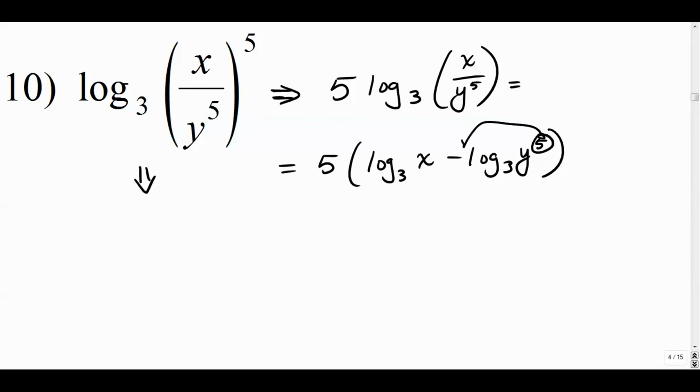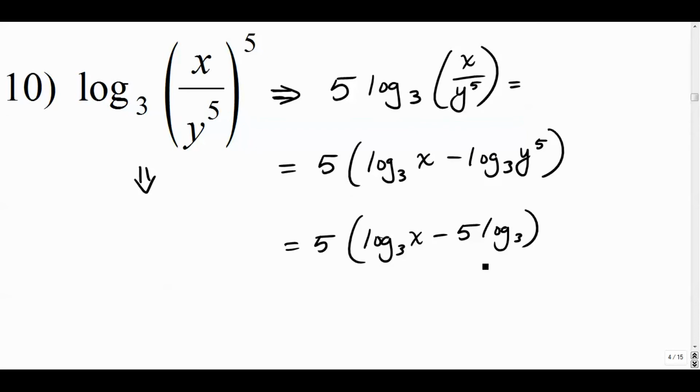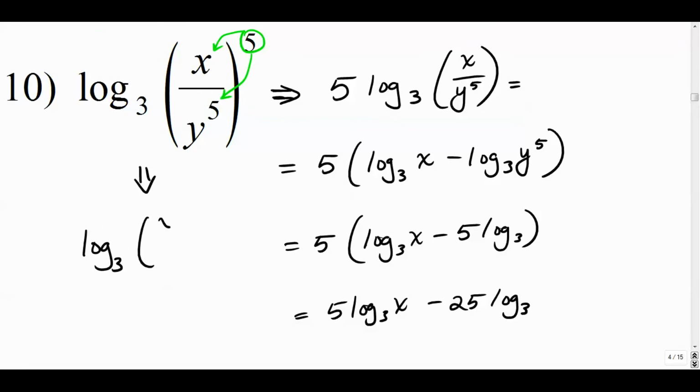That 5 can come down in front of this, so 5 times the quantity of this minus 5 log base 3. And you would probably want to bring that 5 into both of them, so 5 log base 3 of x minus 25 log base 3, and that would be good. The other option would be to take the 5 and distribute it into both terms first. So let's see if this is any quicker. x to the 5th over y to the 25th.